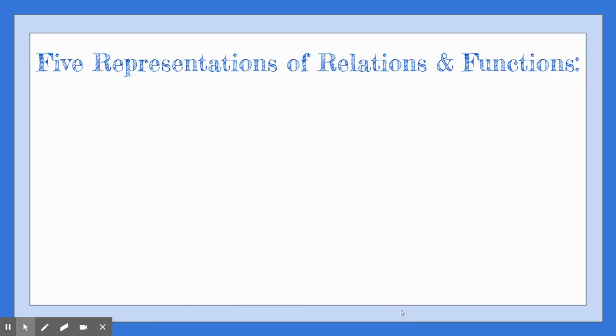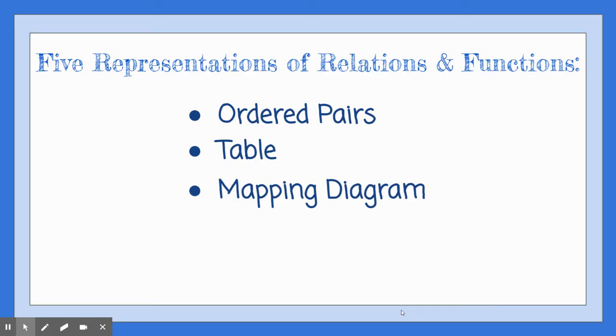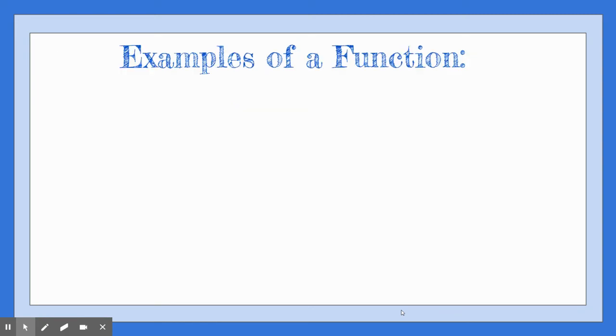So there are 5 representations of relations and functions that we're going to look at. We have a set of ordered pairs, a table, a mapping diagram, which is a little bit newer to us, a graph, and an equation. So now we're going to look at 2 examples. We're going to look at one that shows us examples of a function and one that is not a function. So in the first example, we're going to look at a function.